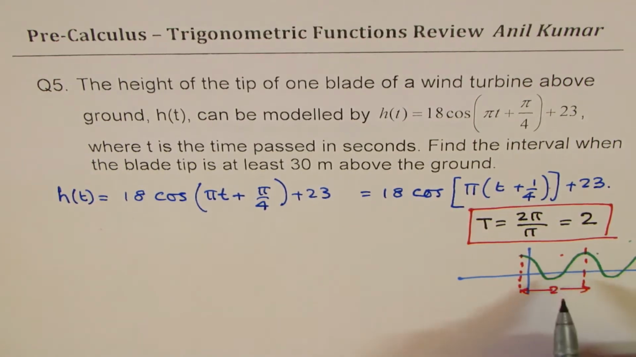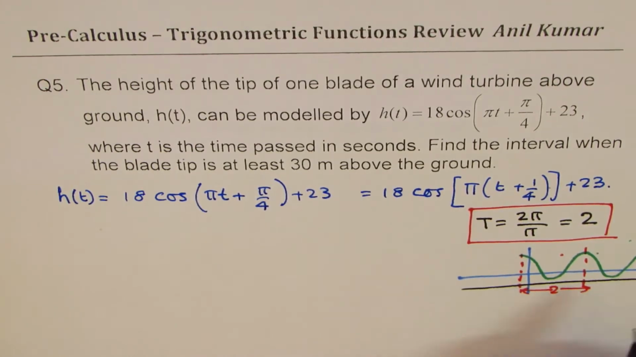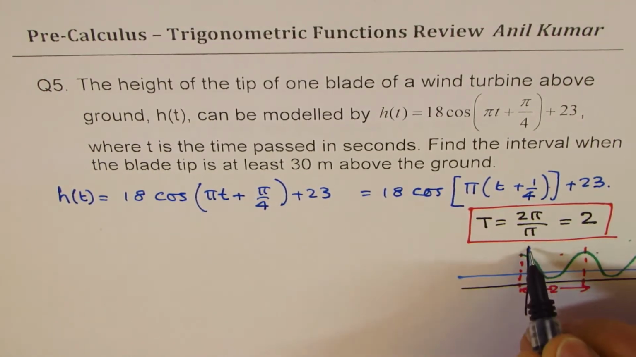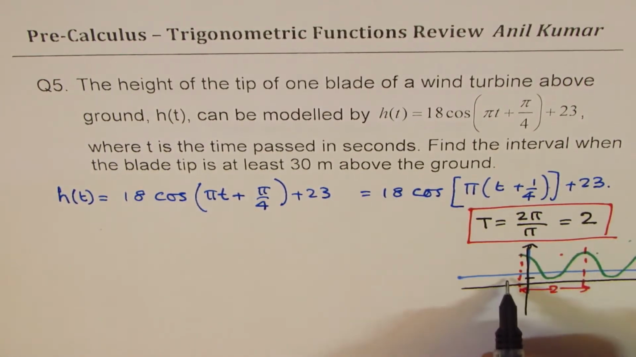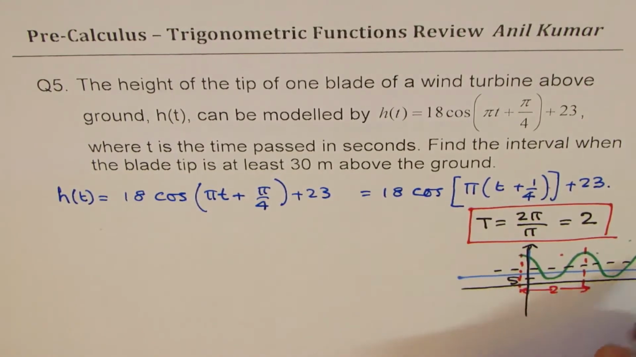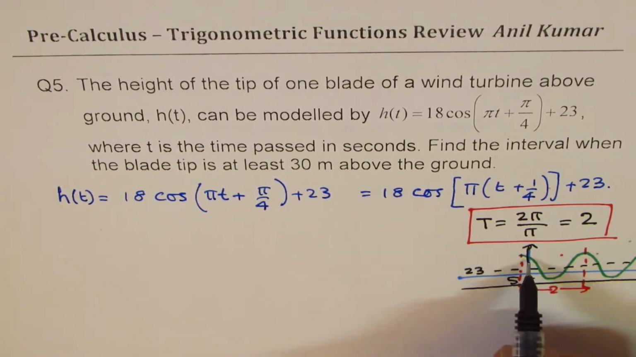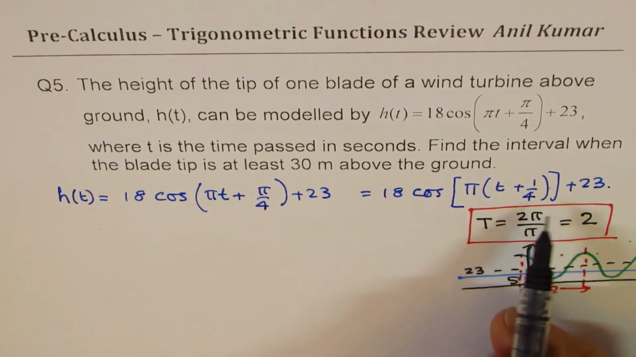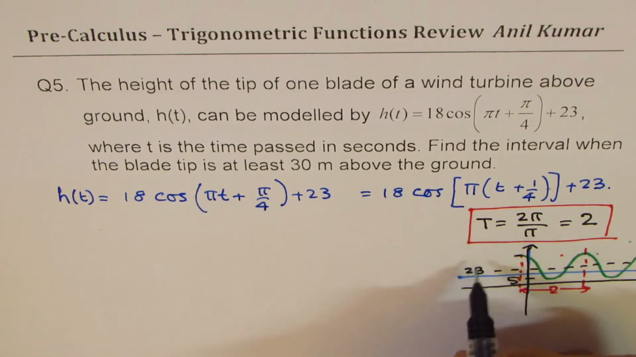To be precise, our x-axis should have been below. So let me redraw the x-axis, and this becomes the y-axis. That's fine. So the minimum will be 23 minus 18, so this will be 5. In between, we will have the center axis, which is at 23. And the maximum, which is here, will be at 23 plus 18, so 41.